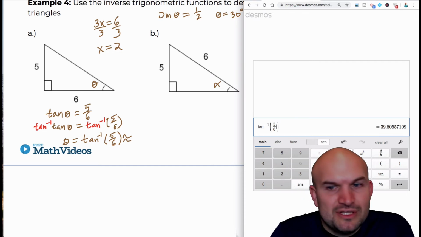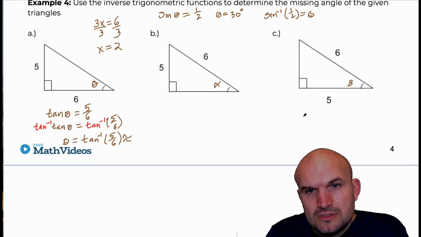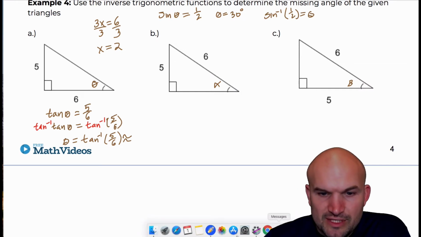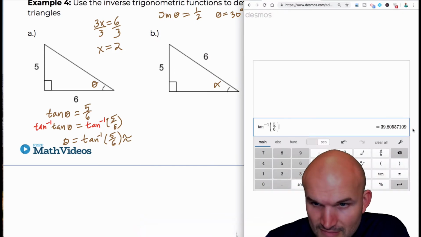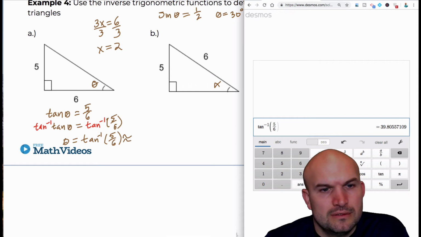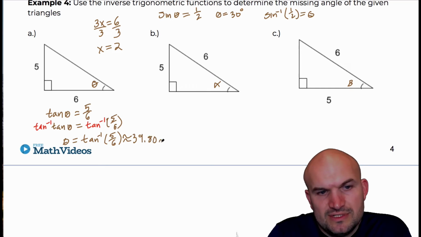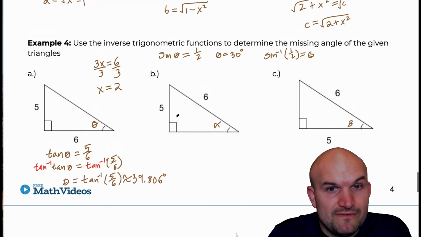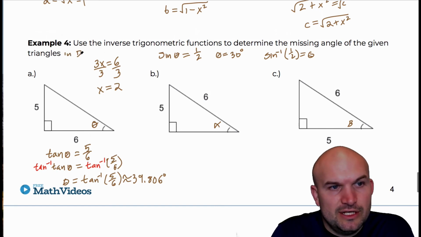So I usually like to round this to the 3rd degree here, or 3rd decimal place. So that'd be 39.806. Right, so we'll write that as 39.806 and then in degree form. So I forgot to write the angle of the given triangles. Let's write that in degrees.